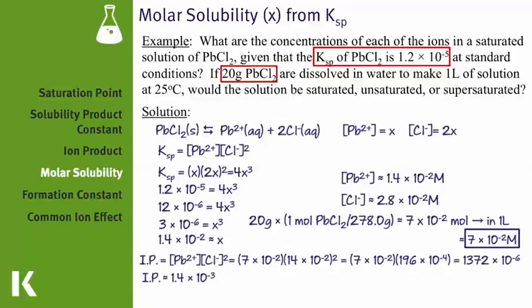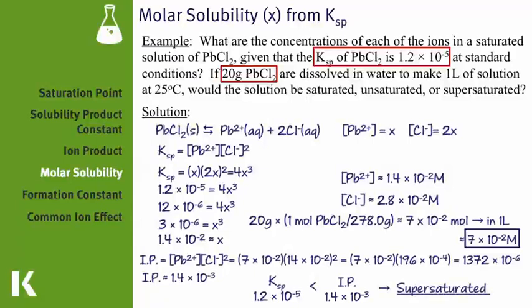When we compare to the given KSP of 1.2 times 10 to the negative fifth, we see that our KSP is less than our ion product by 2 orders of magnitude, which is just another way of saying that our ion product is about 100 times larger than our KSP. This means the solution must be supersaturated.